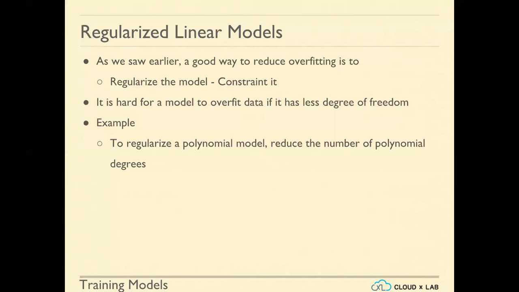It is hard for a model to overfit if it has fewer degrees of freedom. So what is degree of freedom? Degree of freedom is what all we can change in the model. Is it the number of thetas or the value of theta? These are the two things that we can change, and that's what it means by degree of freedom. So either we reduce the total number of thetas or we constrain their values so that they can't take values beyond a certain size.